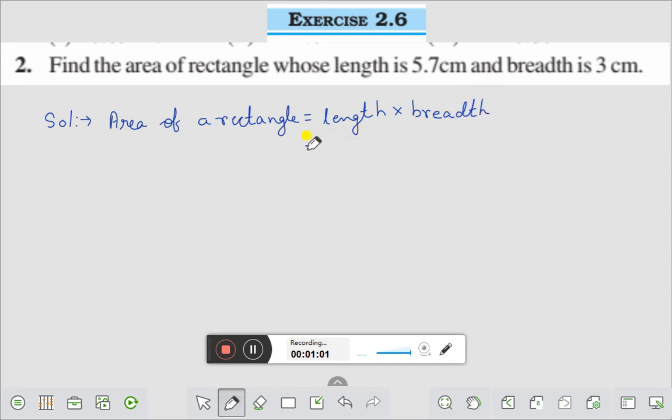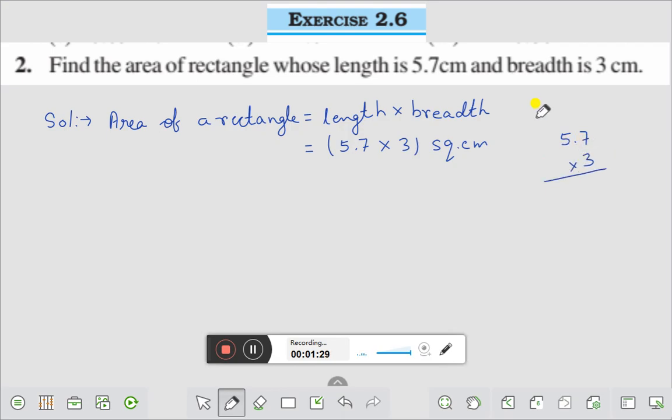What is the length of the rectangle? That is 5.7 centimeter, into what is the breadth? Breadth is 3 centimeter. And since this is an area, therefore the unit will be square centimeter. Now multiply this number, that is 5.7 into 3.